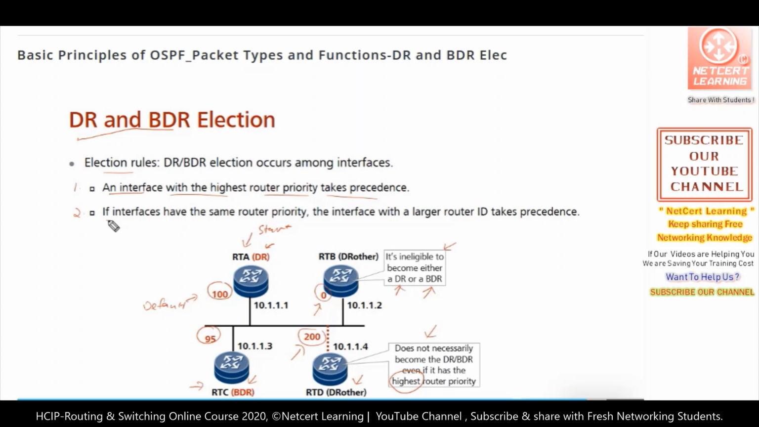Now rule number 2: if the interfaces have the same router priority, where I have 100 and 100, the interface with the larger router ID will take precedence. So this is a tiebreaker. With this concept, I want you to remember that it is always better to configure a higher priority on the router that has the highest capability to become a DR, and for lower capability routers, where maybe the RAM or the CPU is not as good, configure priority 0. Now if you want router D to become the DR, what you need to do is just reset the OSPF process. I'll show you in the lab later.